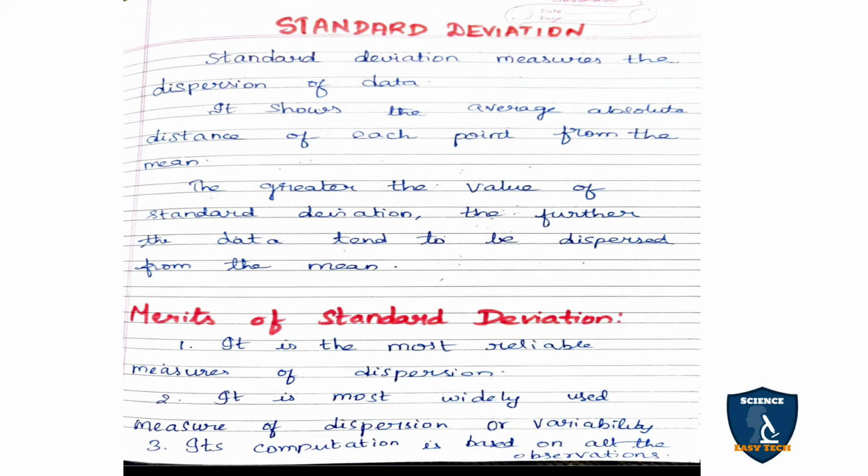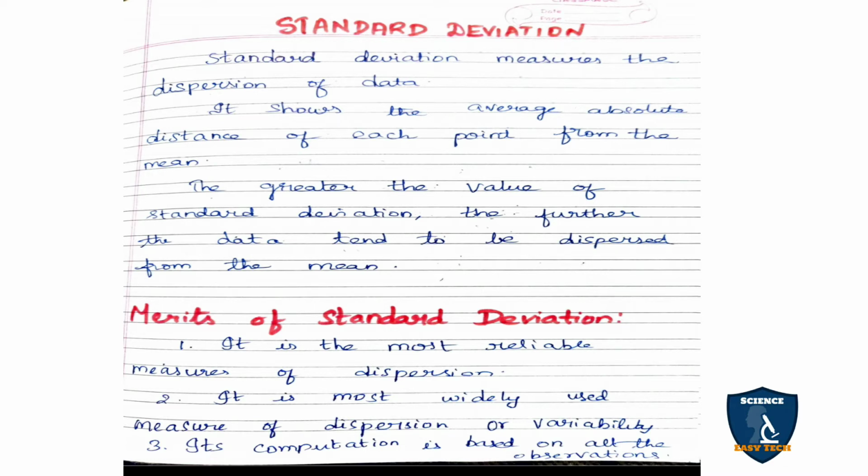The greater the value of standard deviation, the more the dispersion or deviation will be. The greater the standard deviation, the further the data is deviated or dispersed from the mean. So if the standard deviation value is very great, it shows that the data has been dispersed from the central mean to a greater extent. If the standard deviation is very less, then the deviation from the mean is very minimal. What are the merits of standard deviation?